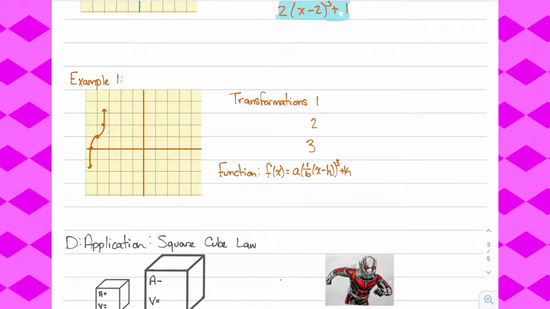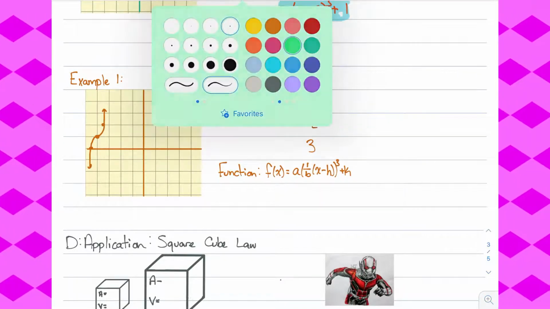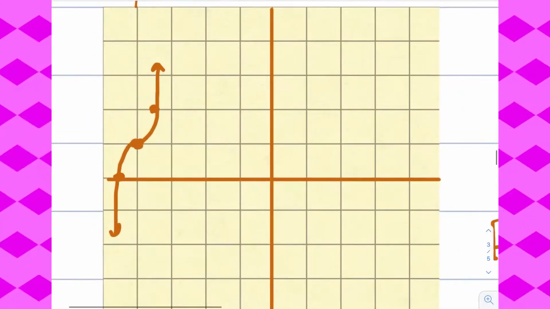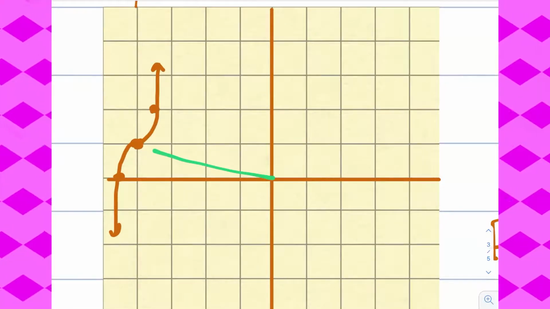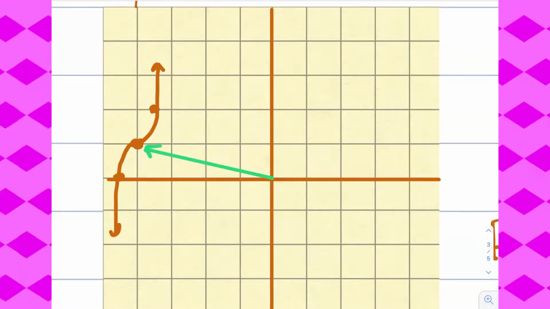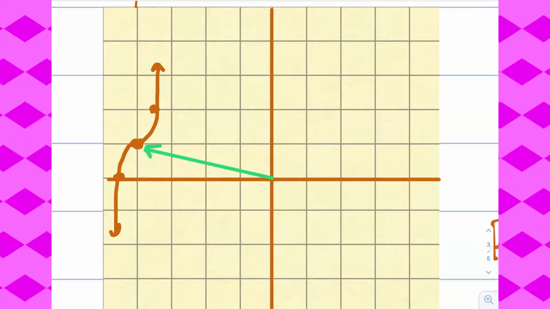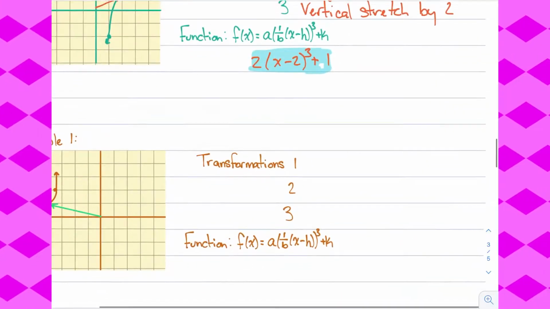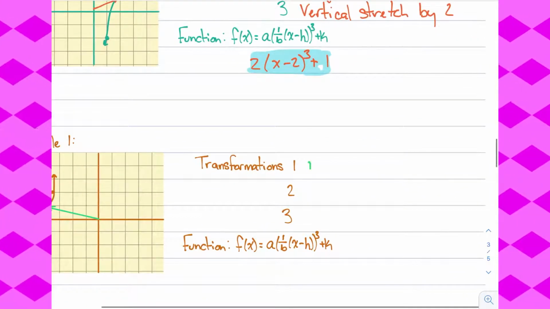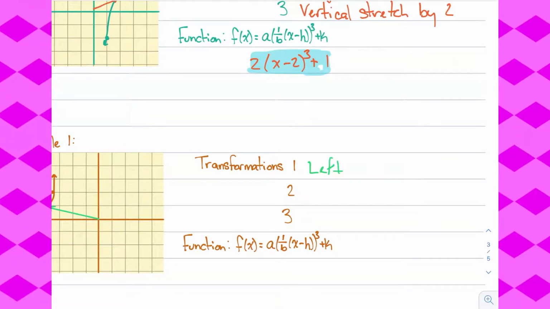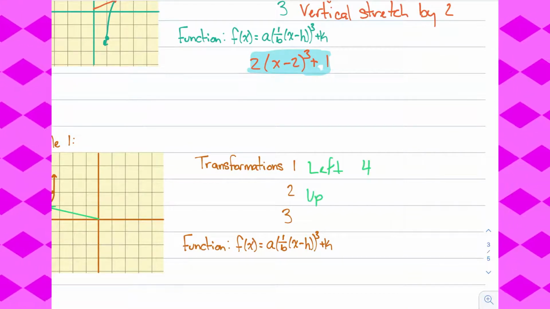All right, let's check one more together. So this one, if we check out how far it's been translated, left 4 and up 1. And then we can also tell that it's been shrunk horizontally. So let's write our left 4, up 1.